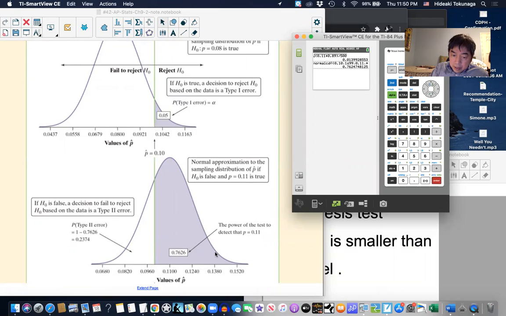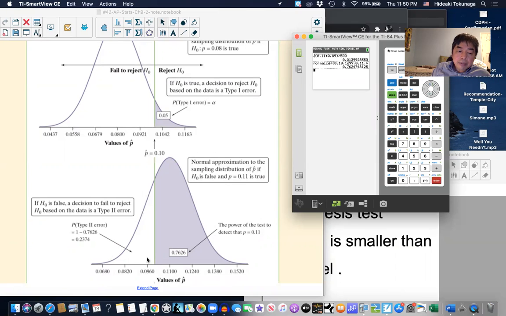So that is the power of the test to detect the alternative, the power of the test to detect that p equals 0.11. When the null hypothesis is false and p equal to 0.11 is true, this is the area. If the null hypothesis is false, and the decision is to fail to reject the null hypothesis based on the data, that is a type 2 error. So this blank part is the type 2 error.